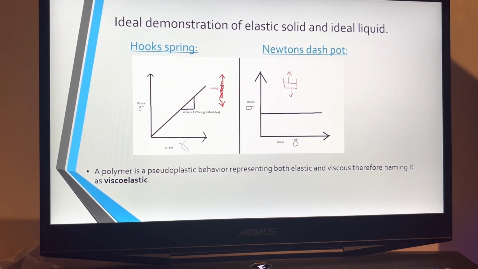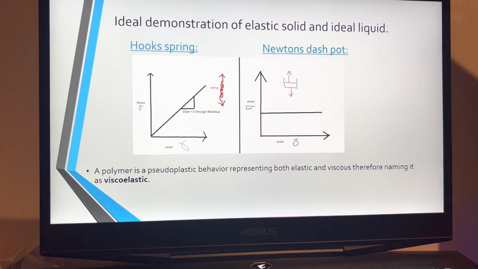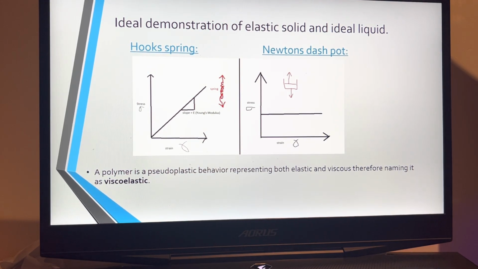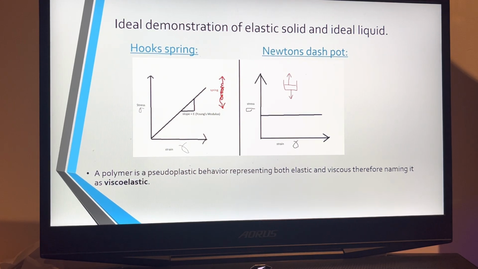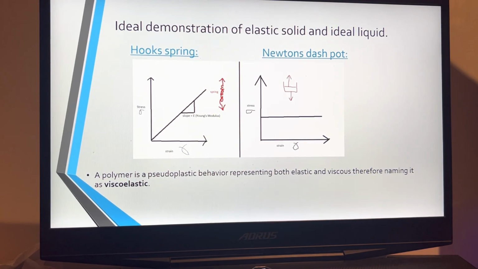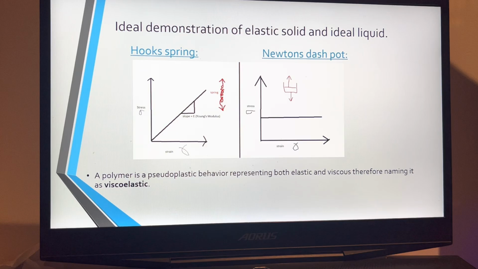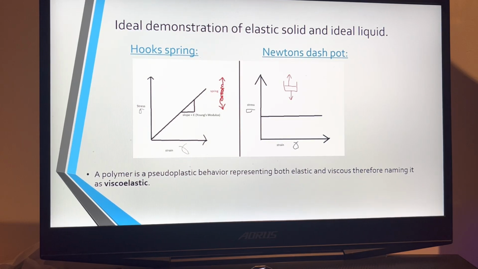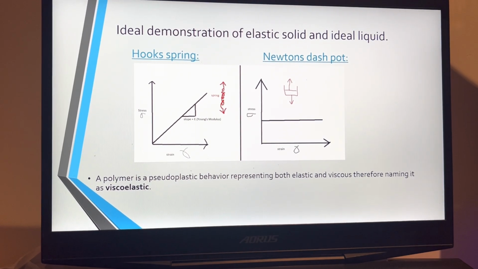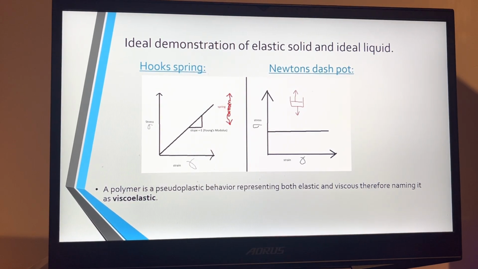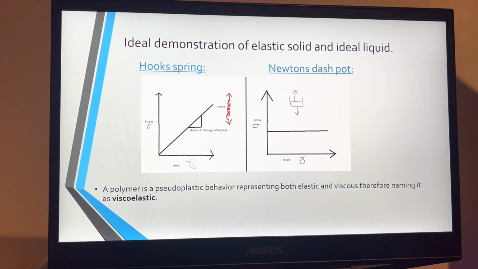This is a diagram showing Hooke's spring and how it is having an increase of strain with an increase of stress, and the slope is identified as E, or Young's modulus. On the other hand, the Newtonian dashpot shows that when strain is increased, the stress is fixed, it does not change, while the polymer has both behaviors joined. So the pseudoplastic behavior represents both elastic and viscous, therefore it is called a viscoelastic fluid.